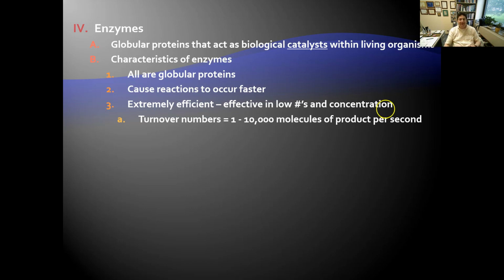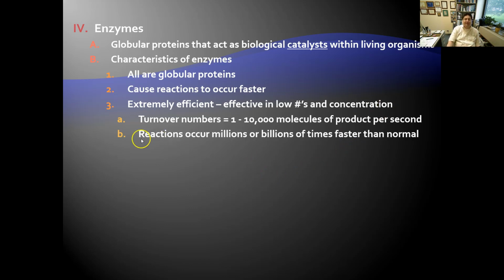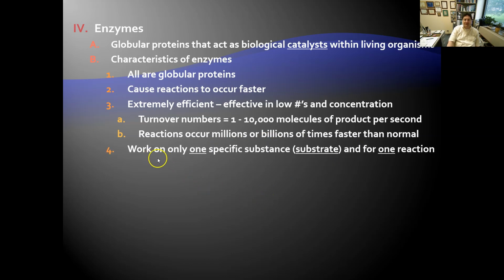What this translates to is the enzyme causes reactions to occur millions or billions of times faster than normal. Now, to do that, enzymes have to be very efficient. They work on only one specific substance, which we call a substrate, and for only one particular reaction. So one enzyme to one reaction. There aren't really generic enzymes that work on more than one.